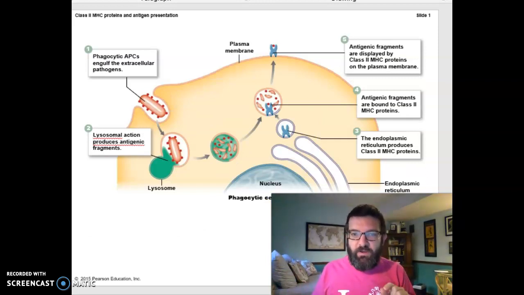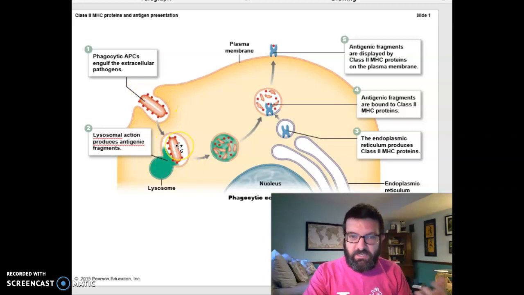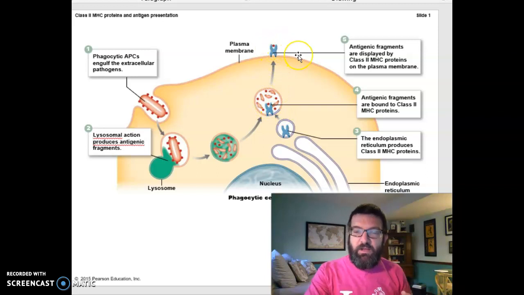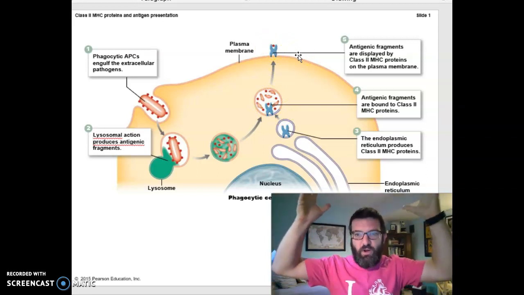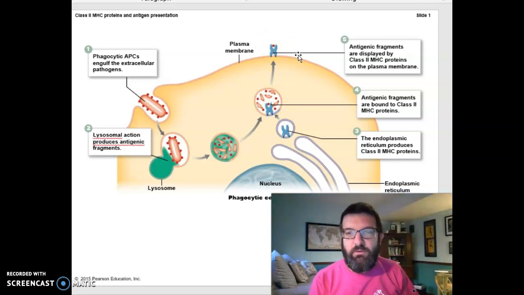MHC2s are only found in phagocytes, phagocytic cells, specifically macrophages, which tend to devour things like bacteria or viruses, digest them up, and then take bits of these proteins and display them like a trophy. Look what I have killed, right, in the plasma membrane of their cell. And they display these not to cytotoxic T cells, but to helper T cells.